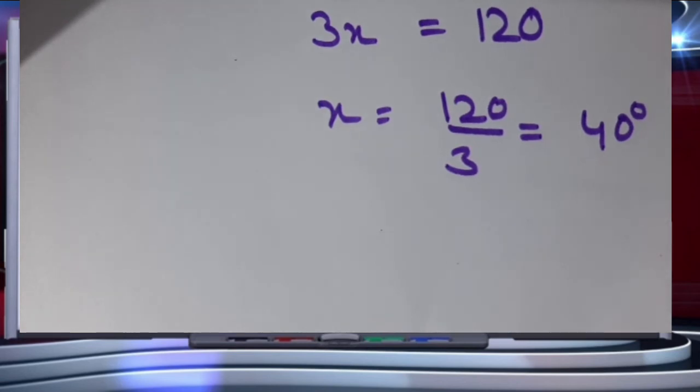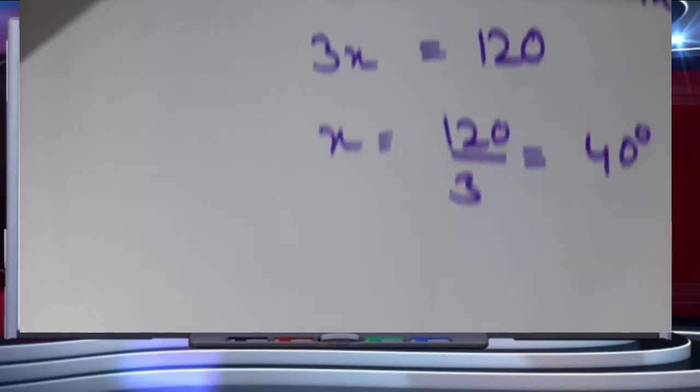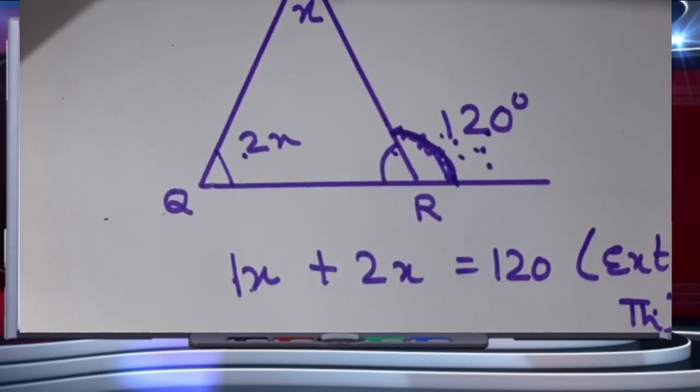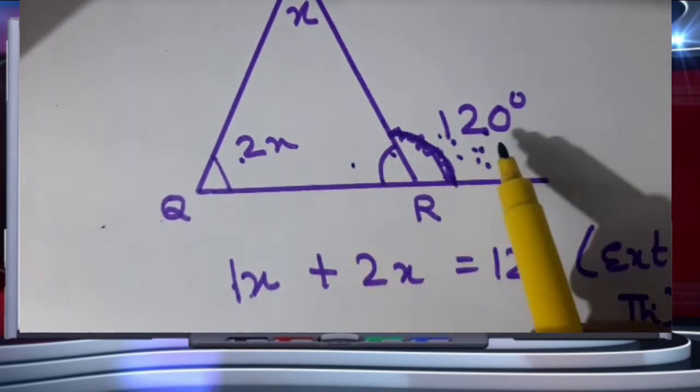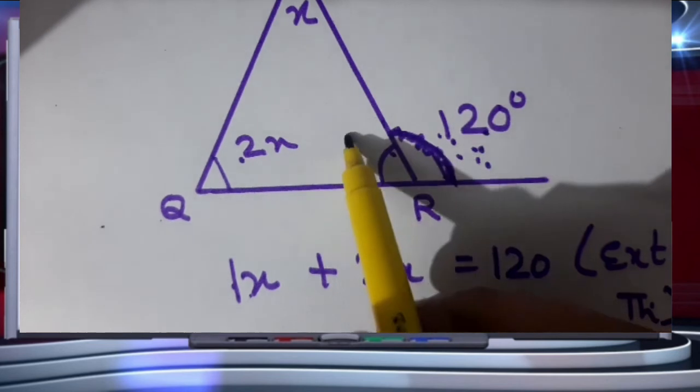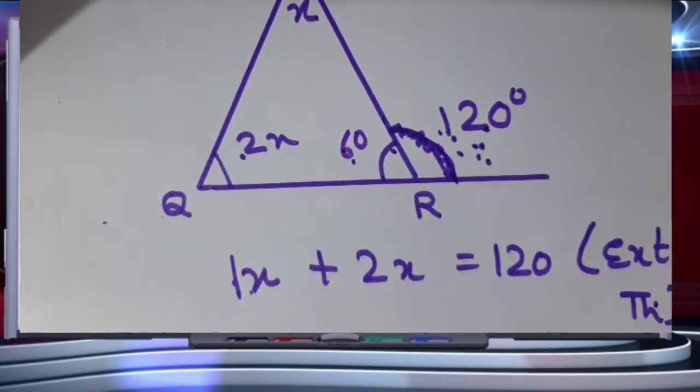There is one more method to do this. That is a bit lengthy method. That method is, first this is 120 degree. So by linear pair you will find out this angle. 180 minus 120 is 60. So this angle will become 60 degree.